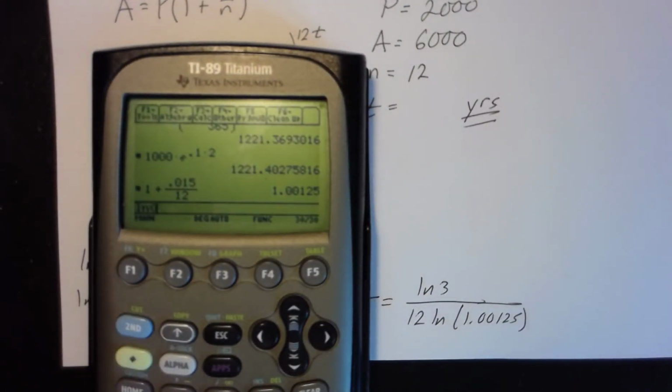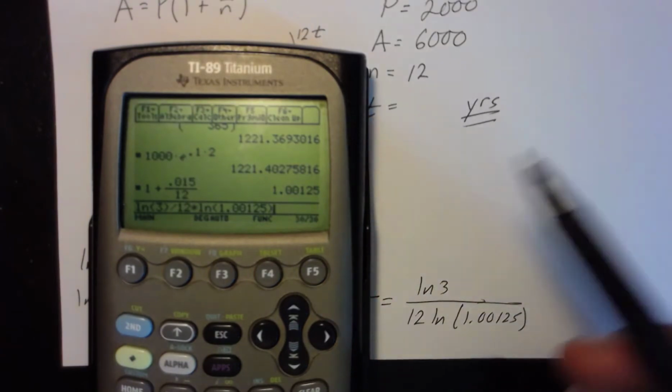In this case, I'm going to go ahead and type in the natural log of 3. I'm going to divide that by 12 times the natural log of 1.00125. Now, look very closely at the way I've typed this in.